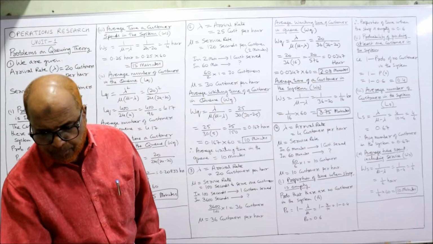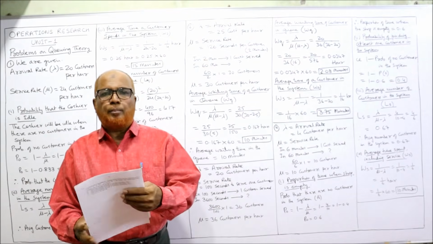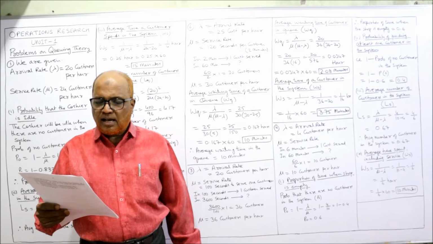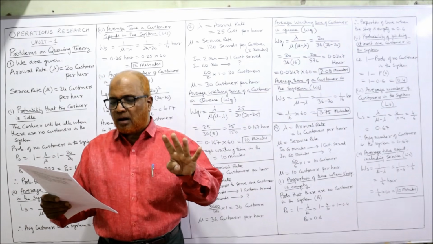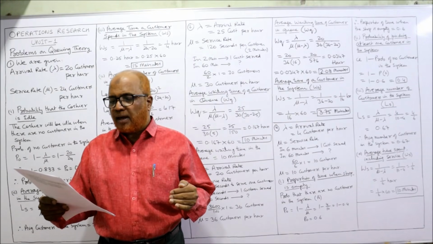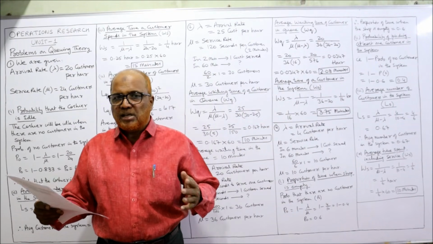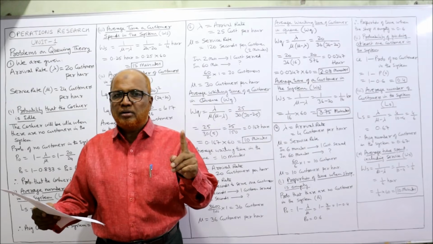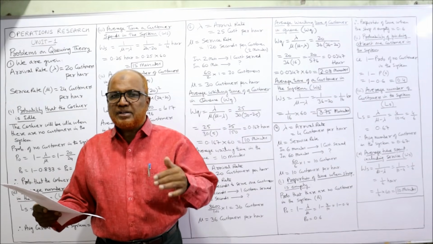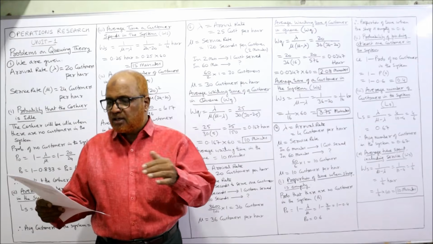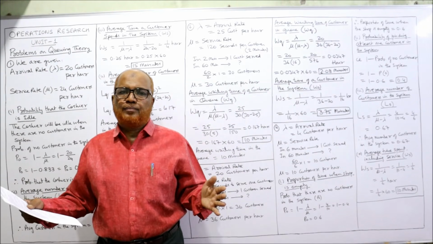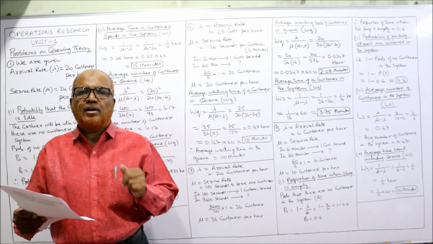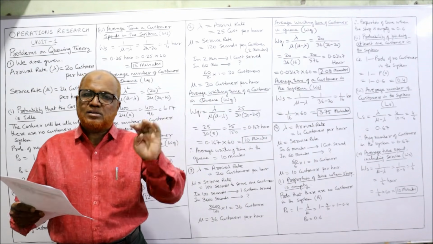Now, 4th problem. A repair shop attended by a single machine has an average of 4 customers an hour who bring small appliances for repair. So this is a repair shop, single counter, single channel. Customers are arriving. At what rate? 4 customers are arriving every hour on an average. So this is the arrival rate. Lambda, 4 customers per hour.